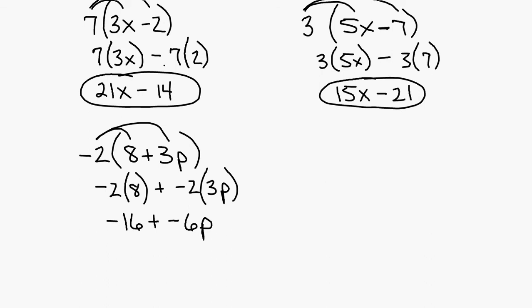But you won't see it as plus a negative. You'll just see it as minus. So the simplest form would be negative 16 minus 6p.